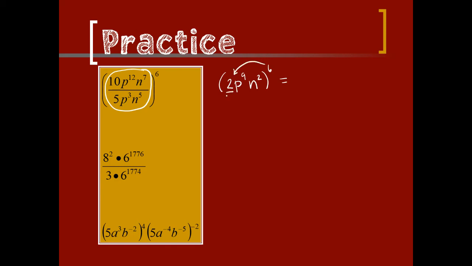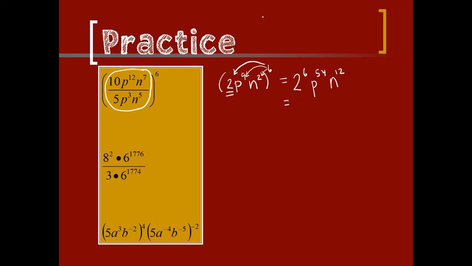Make sure that you're not forgetting to distribute to the coefficient, right? That's still there. That's a common one to forget. So I end up with 2 to the power of 6, p to the power of 9 times 6, which is 54. Imagine having done like 12 times 6 or 10 to the 6. Like that's not math you want to have to deal with, right? So just like we did with rational functions, simplify first.